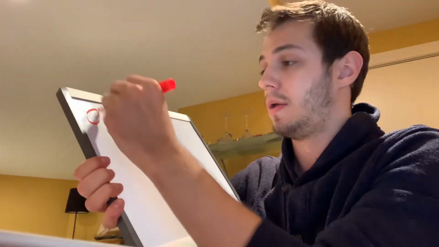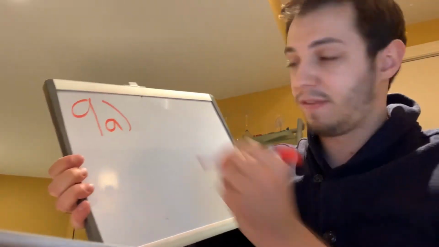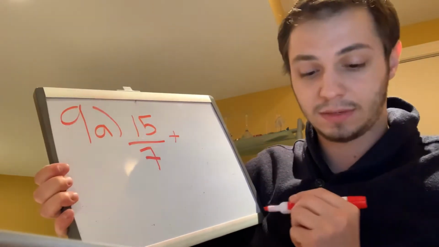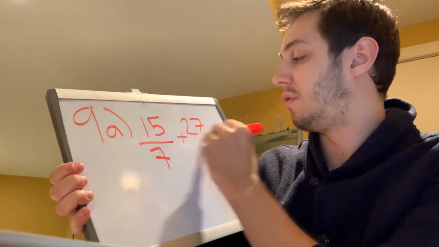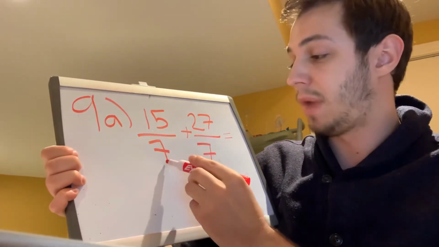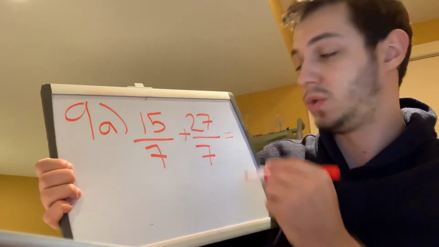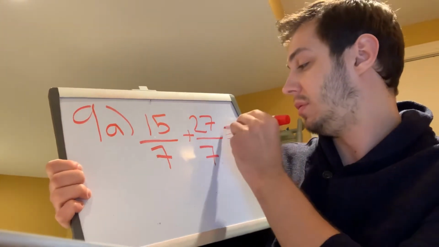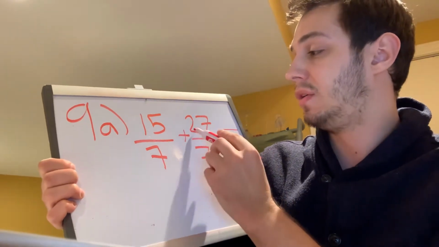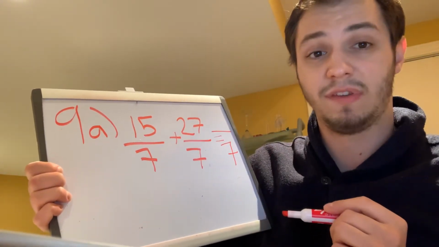So if we're looking at part 9a, we have 15 over 7 plus 27 over 7. So my answer, right, my bottom number will stay the same. So my bottom number will be 7. And then for my top number, all I have to do is add 15 and 27.